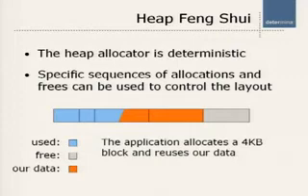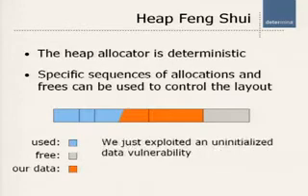So this is the crux of the Heap Feng Shui technique. This is the most important piece of the presentation. Everything else is just implementation, technical details. But this demonstration here shows that if you do the allocations in the right order, and if you know what kind of allocations the application will do, you can influence where the application data will be located on the heap. So if we do this and the application is vulnerable, we just exploited an uninitialized data bug.